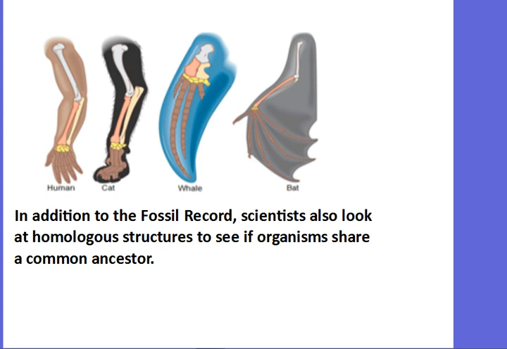For example, this image here shows 4 different limbs. In addition to the fossil record, scientists also look at homologous structures to see if organisms share a common ancestor. So the human arm, the leg of a cat, the flipper of a whale, and the wing of a bat are all considered homologous structures because there are similarities in the bone structure. And that indicates that at some time in the far distant past, the bat, the whale, the cat, and the human all shared a common ancestor.